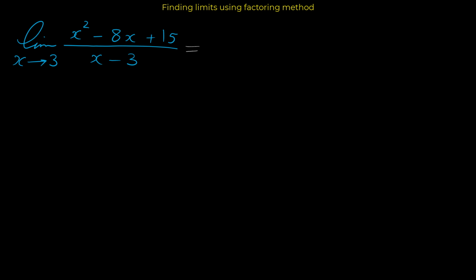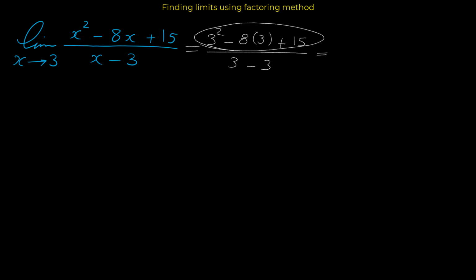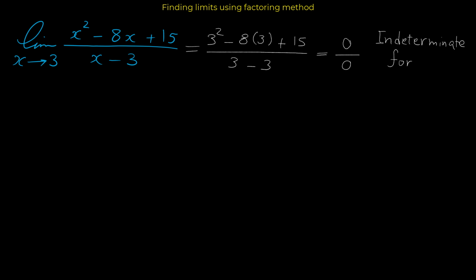Because in this example x approaches 3, we substitute 3 for x, and then we have 3 squared minus 8 times 3 plus 15 over 3 minus 3. If you calculate this expression, we have 9 minus 24 plus 15, which is 0. And the denominator is also 0. And we know that 0 over 0 is an indeterminate form, which means that we cannot find this limit with substitution.